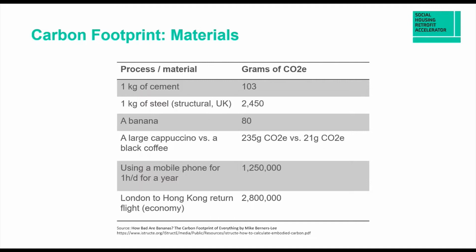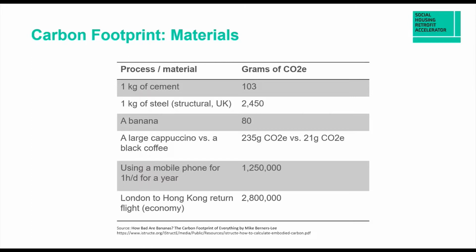So it means you can quantify the impact of all kinds of products that are being used in your work environment or in your everyday choices. An interesting example here is a cappuccino versus a black coffee. You can see that the tenfold difference really tells us something about milk production and the fact that it's quite carbon intensive. Bananas, on the contrary, seem to be quite good. Not a lot of carbon there.